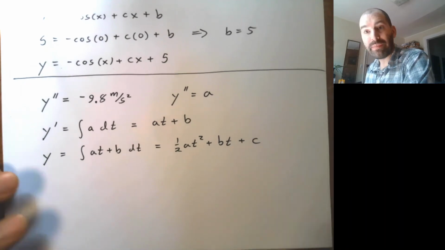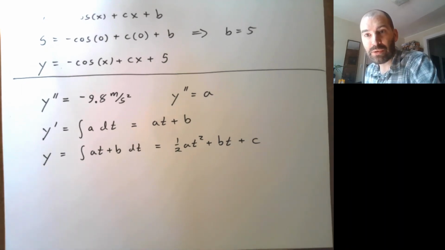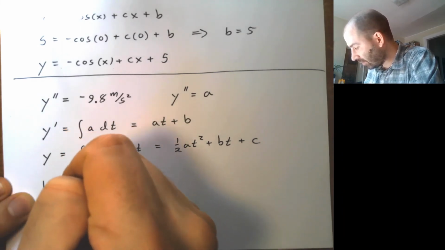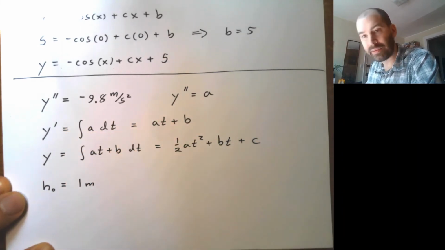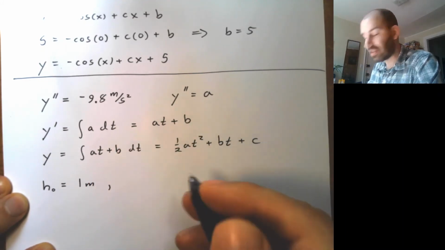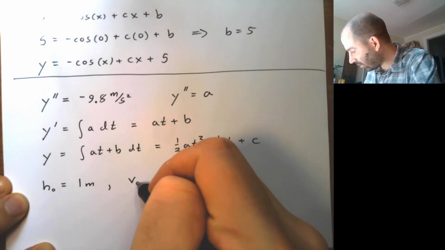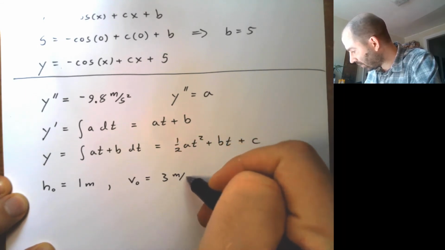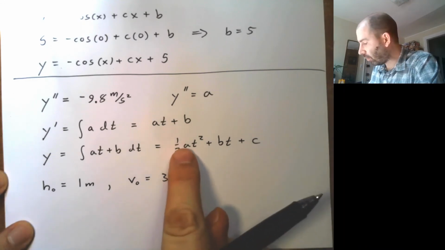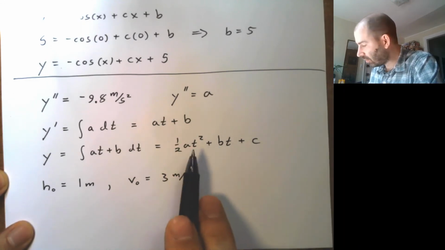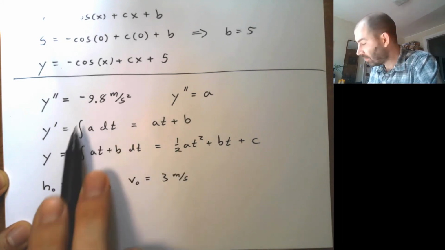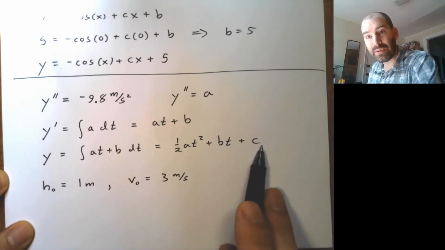Now, you might be told that you throw the object into the air from a particular height. Let's suppose that the initial height is 1 meter. And let's suppose that the initial velocity that we impose on this is 3 meters per second. Can we figure out what these constants are? Well, we can try. We already know what a is. a is negative 9.8. We just have to find b and c.